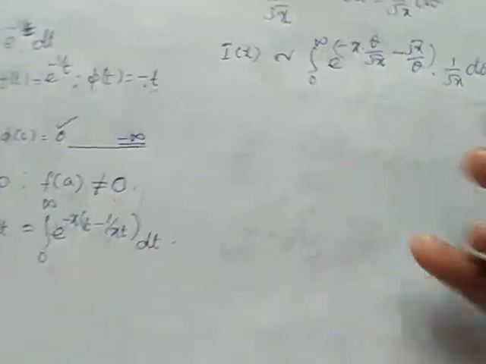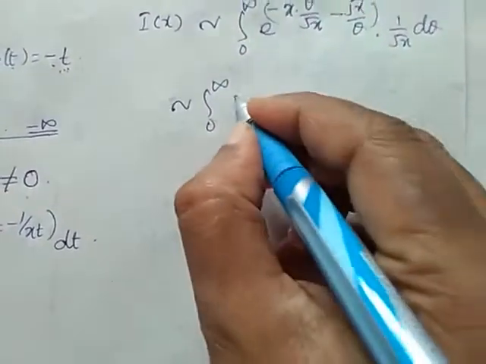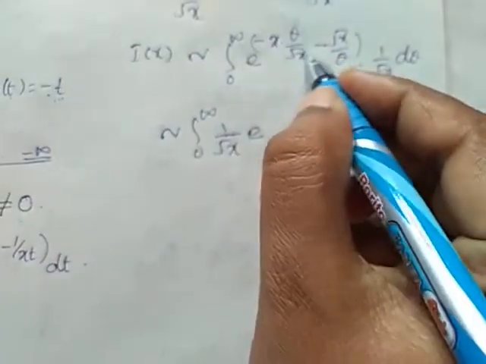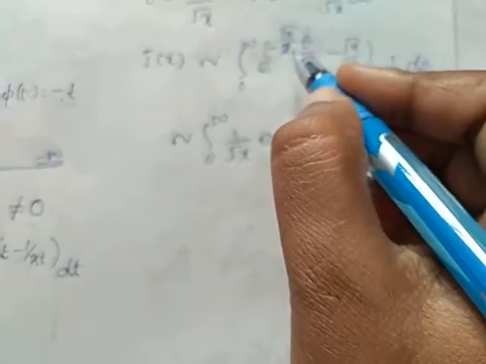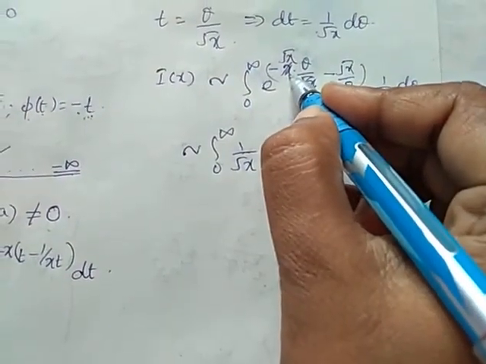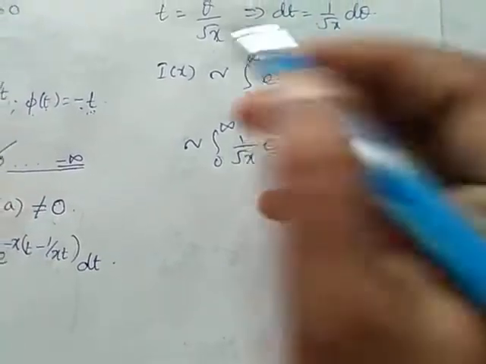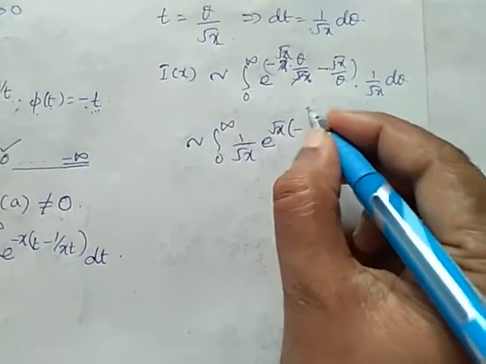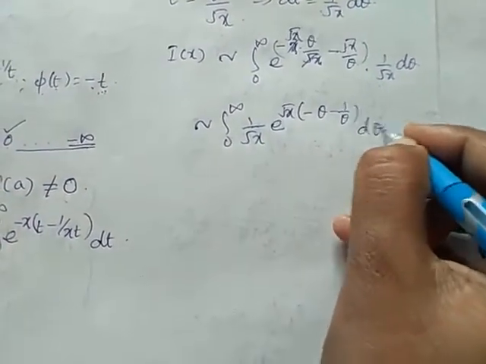So we can write this as asymptotic to the integral from 0 to infinity, with 1 by root x remaining as it is, e power, and x can be written as root x into root x. Therefore, one root x gets cancelled and we have another root x. Taking root x common, the remaining terms are minus theta minus 1 by theta, into d theta.